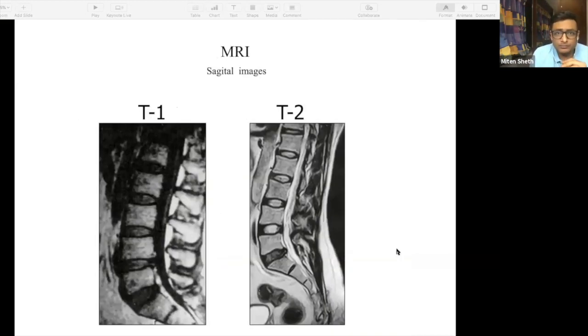The next thing is you need to know the different types of images. You have sagittal images and axial images. Sagittal images are where the patient is made to stand like this and the spine is cut like this, and you start getting this kind of picture. That's the sagittal section. When the spine is cut from the top, this is what you start seeing, and those are the axial cuts that you will get.